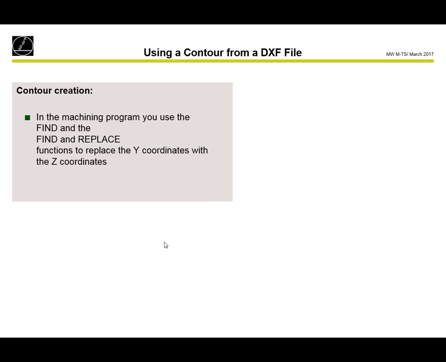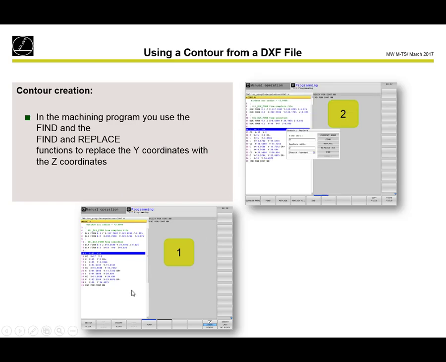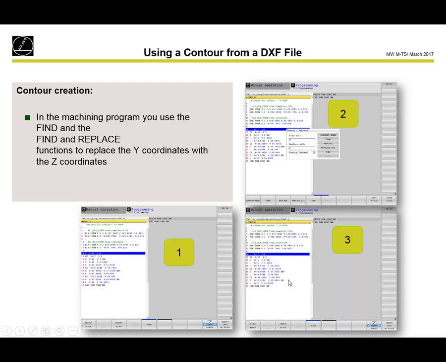But now the output is an X and Y, but the Y coordinate I need to replace with Z coordinate. So I have the program here with X and Y coordinate. So I say find, the soft key find, and replace, and then I can say find the text Y and replace it with Z, and replace all, and then the program from before in X and Y is now X and Z. So this I can use, for example, for a DXF file.